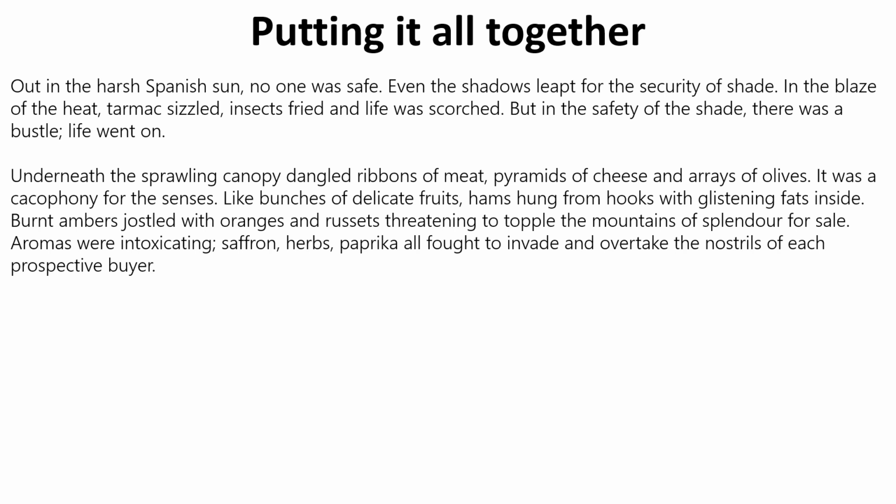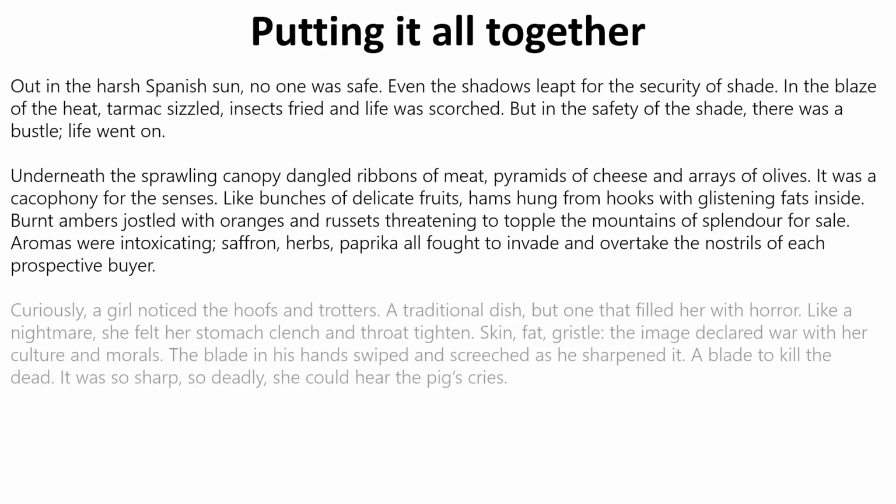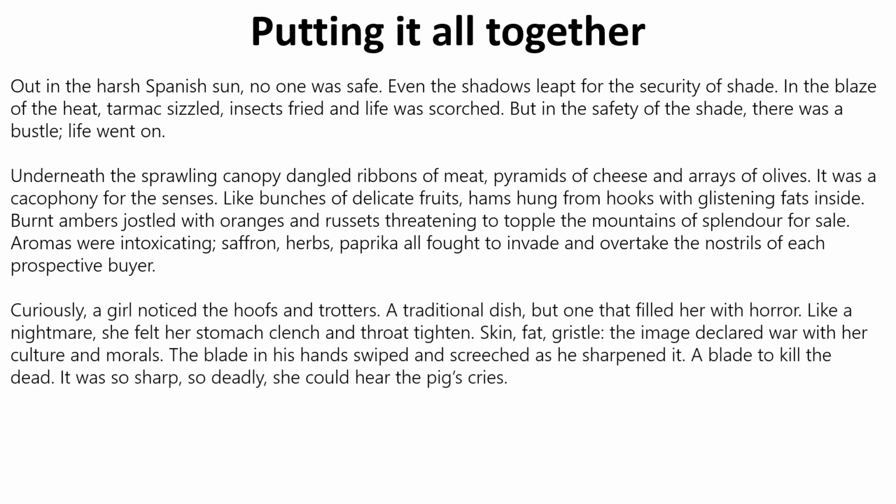Like bunches of delicate fruits, hams hung from hooks with glistening fats inside. Burnt ambers jostled with oranges and russets, threatening to topple the mountains of splendour for sale. Aromas were intoxicating. Saffron, herbs, paprika, all fought to invade and overtake the nostrils of each prospective buyer. Curiously, a girl noticed the hoofs and trotters, a traditional dish, but one that filled her with horror. Like a nightmare, she felt her stomach clench and throat tighten. Skin, fat, gristle. The image declared war with her culture and morals.